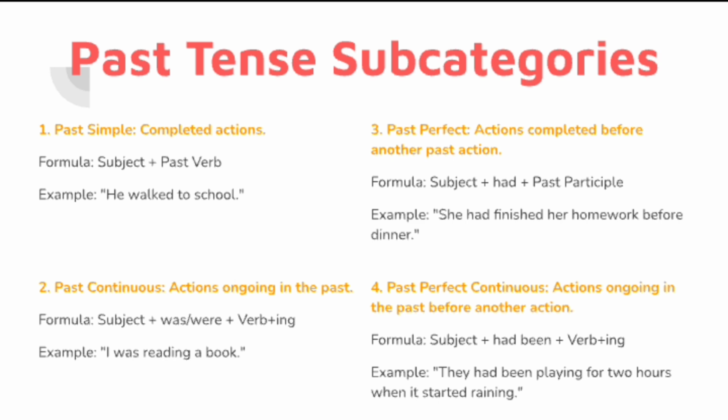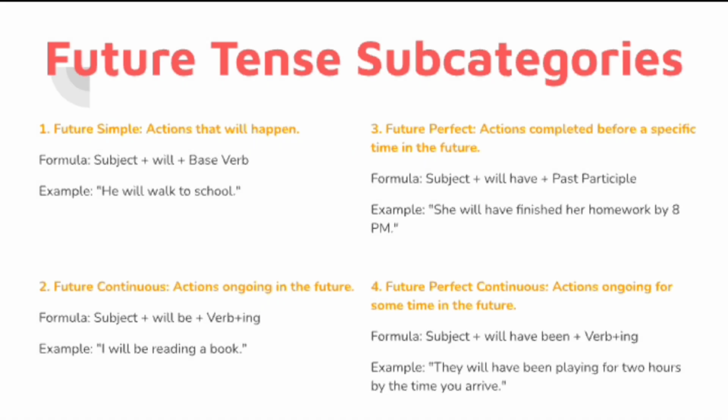And that's it for the subcategories of the past tense. Once you understand this, you can describe past events in a much more precise way. Now let's explore the subcategories of the future tense. Tense helps us describe actions that are going to happen in the future in different ways.